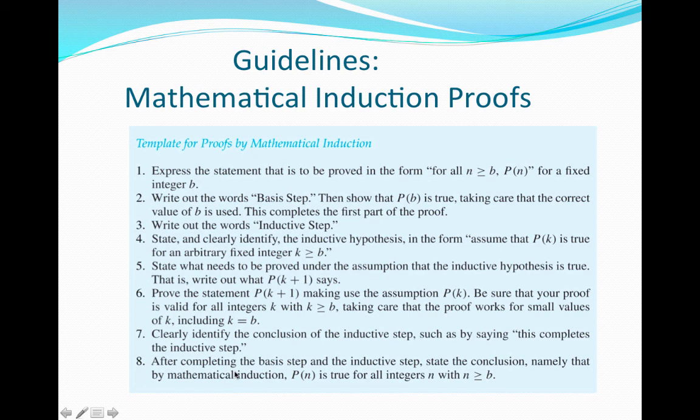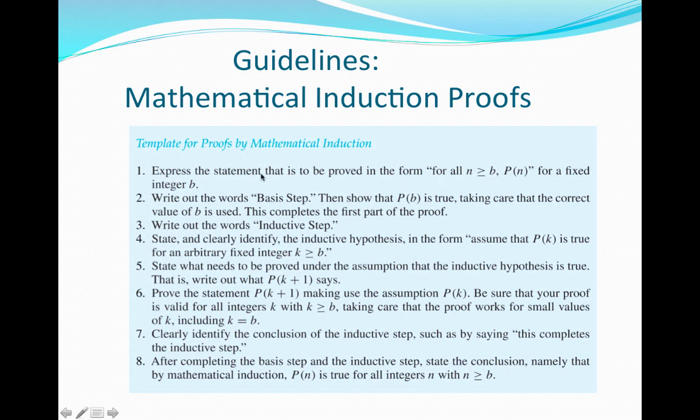And finally, we end a proof by mathematical induction by stating a conclusion, namely, by mathematical induction, the property P of n, which you will interpret given the particular application you're asked to do, is true for all integers n with n greater than or equal to b, where b is the very first integer in which the property holds and is the integer you proved in the basis step.